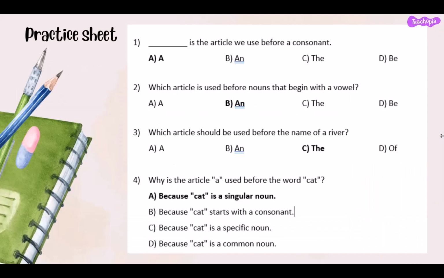The next section is the practice sheet. In the practice sheet, we have a whole lot of questions. Here are answers for a few of them. The first one is a is the article we use before a consonant. Which article is used before nouns that begin with a vowel? An. Which article should be used before the name of a river? The. Why is the article a used before the word cat? Because cat is a singular noun.